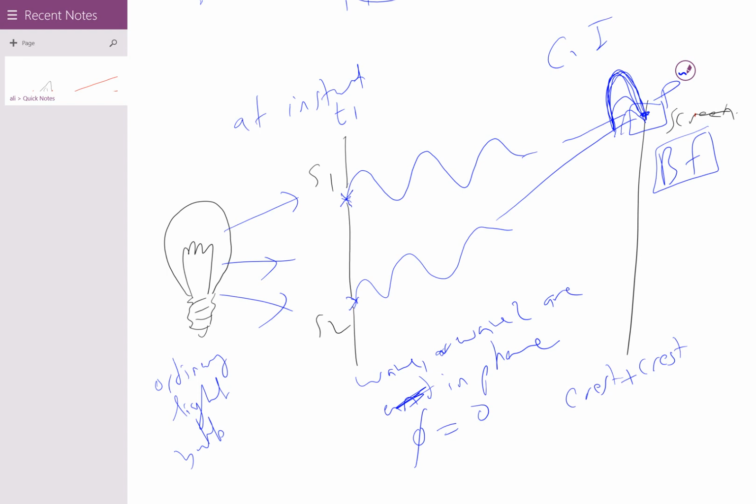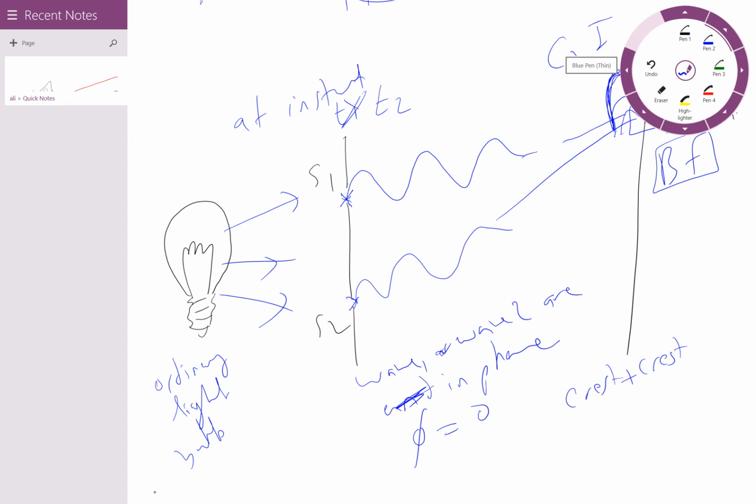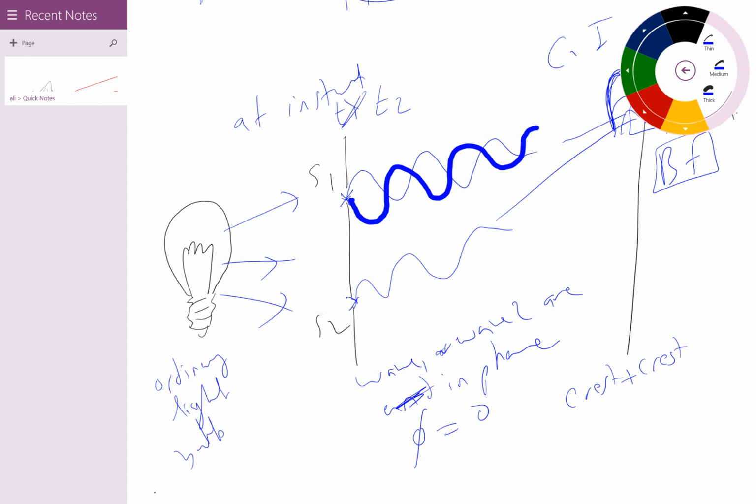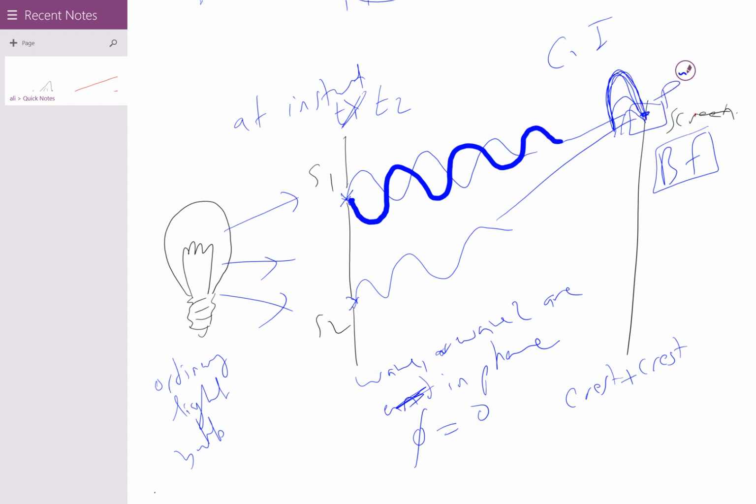Suppose at another instant t2, the wave, instead of being like this, will be like this. Suppose it's right now like this. And since the two sources, as I have said before, are in phase, therefore this one will be like this. Here S1, the wave starts from this point, and here the wave from S2 starts from this point. You can notice that they start at the same instant from the same position.